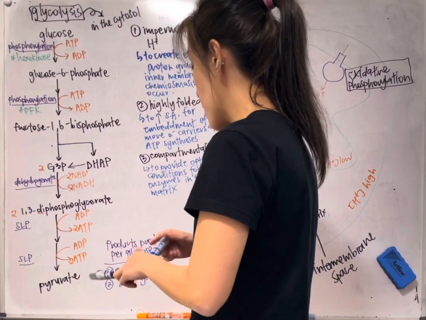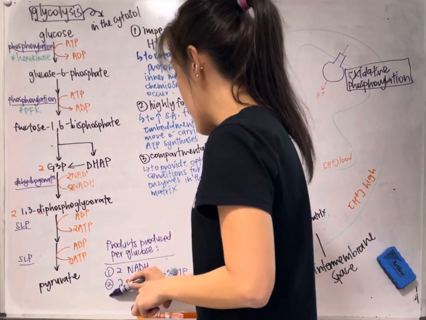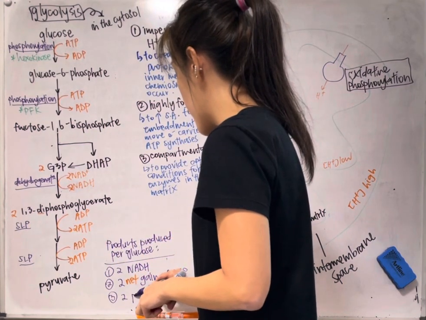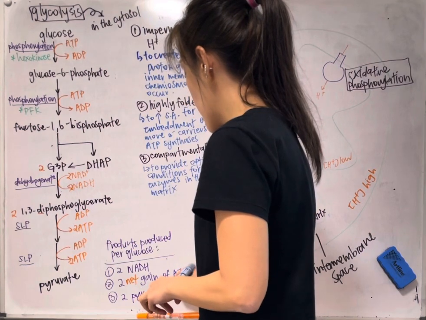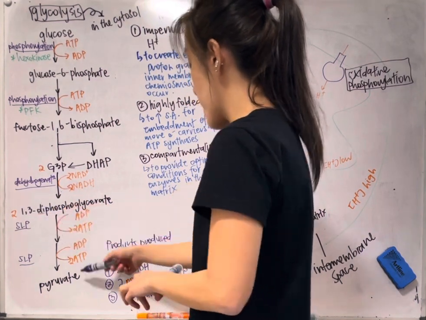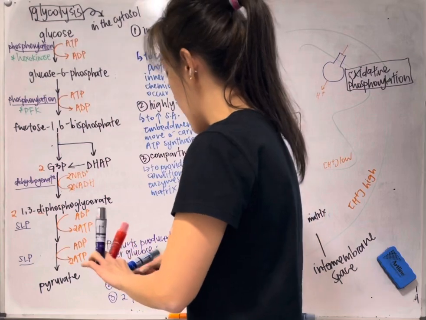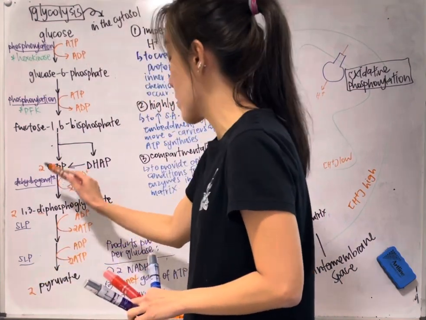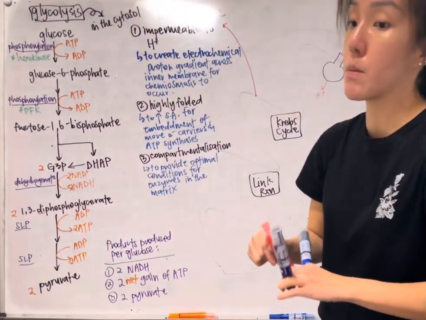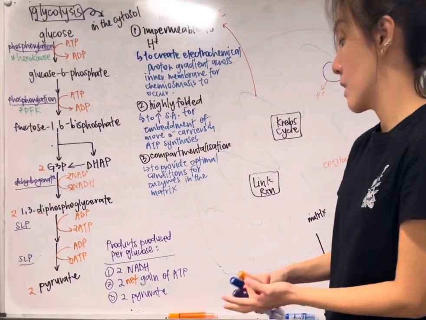Alright, last one. Do you see that I must always synthesize 2 pyruvate? Because every one of this molecule will become pyruvate. Since 2 G3P were formed, 2 pyruvate molecules must be formed as well.